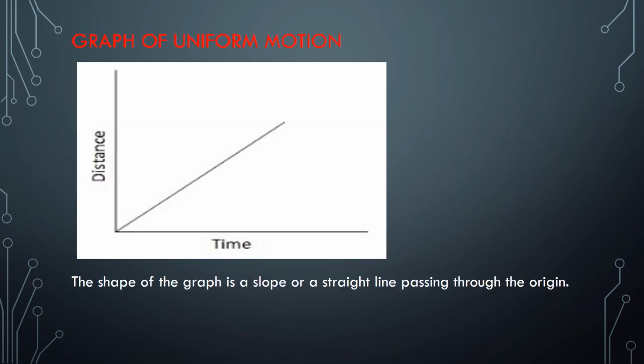If we plot a distance time graph for a moving body in the state of uniform motion, we will see it is going to be a straight line passing through the origin, or it is in the form of a slope.